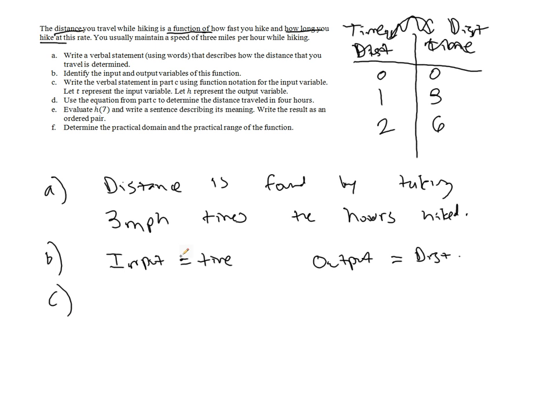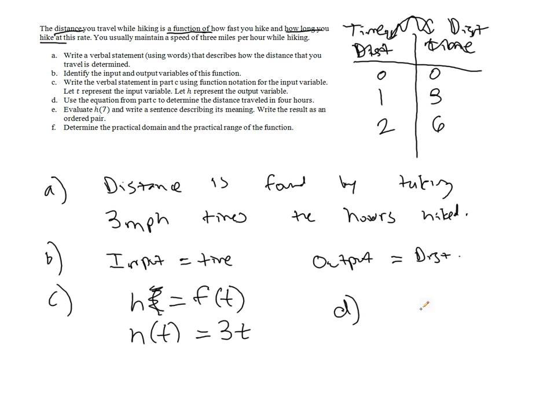In letter C, we want to write the verbal statement in part C using function notation for the input variable. Let T represent the input variable, let H represent the output variable. So we know that H, the distance, is equal to a function of time, or more simply I could write H of T, that H is a function of time, can be found by taking 3 times the time, which is basically just converting this verbal statement into a symbolic statement.